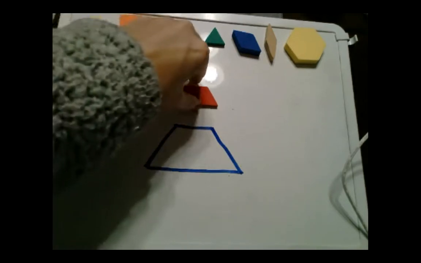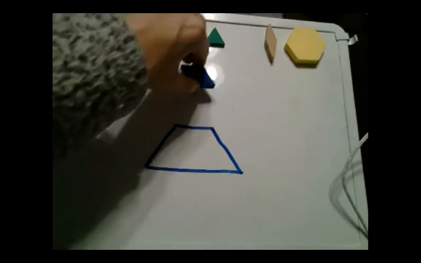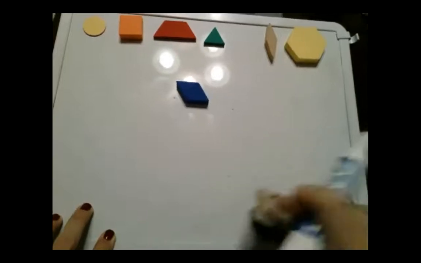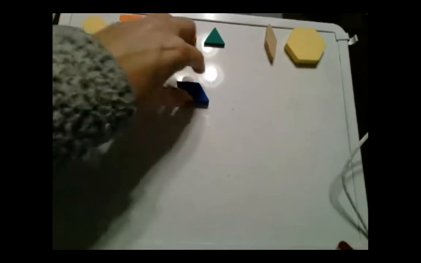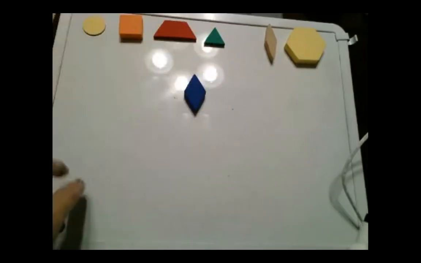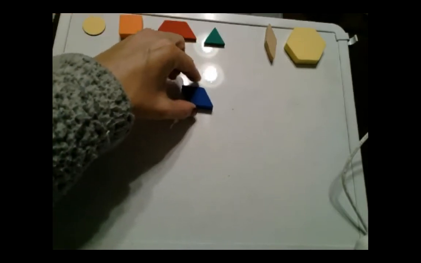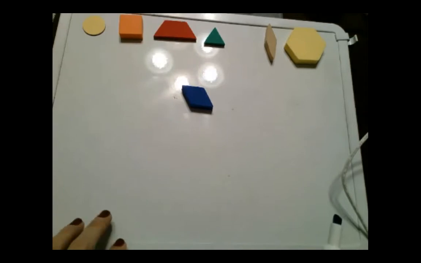How about a rhombus? Some people think of a rhombus like a diamond. If I turn it this way, you can see that kind of diamond shape. Can you draw a rhombus?